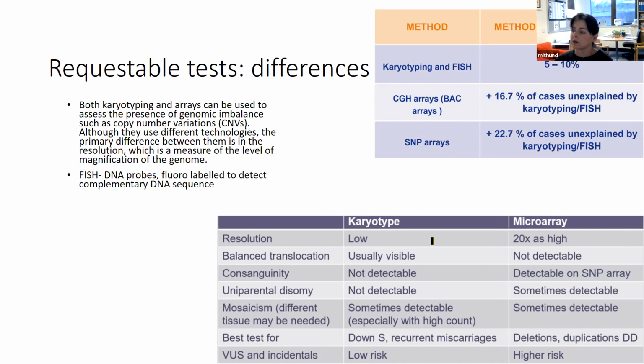Again, just looking at what you can detect using a karyotype. It's low resolution, but you can detect trisomies, so it's really good for trisomies. Sometimes you can detect mosaicism, and you can't detect things like consanguinity and UPD. But there's a low risk of identifying variants of unknown significance. With microarrays and sequencing, there's a much higher risk of identifying a variant of unknown significance, which can be an issue. Microarrays are good for deletions and duplications.